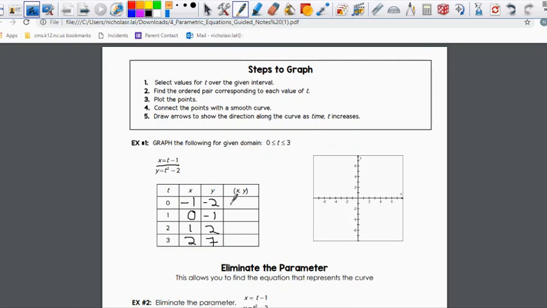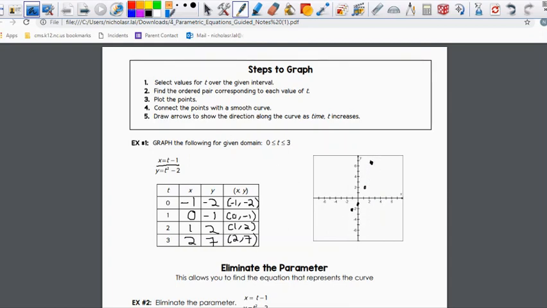All right, x, y is going to be equal to negative 1, negative 2, 0, negative 1, 1, 2, and 2, 7. So we're going to have the points negative 1, negative 2, 0, negative 1, 1, 2, and 2, 7.